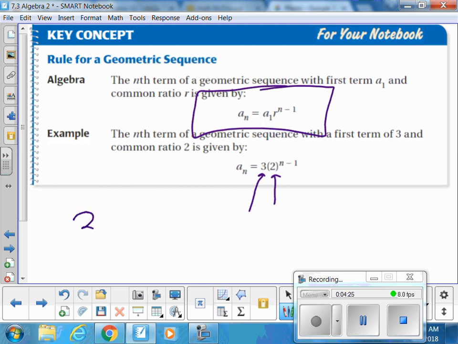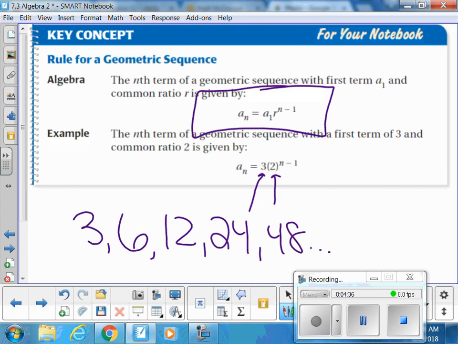So we're going to start with a 3. The constant multiplier is a 2. So Lexi's correct. Times 2 is 6. Times 2 is 12. Times 2 is 24. Times 2 is 48. There we go.